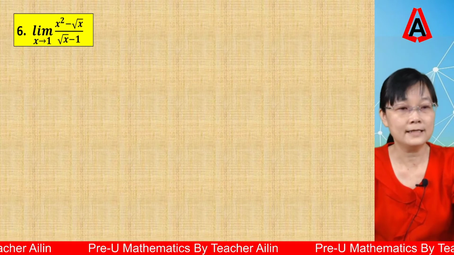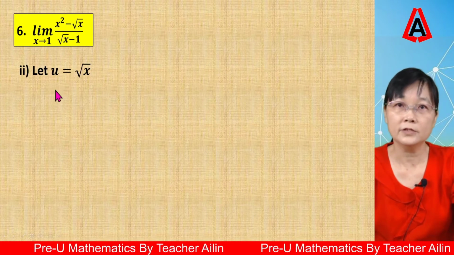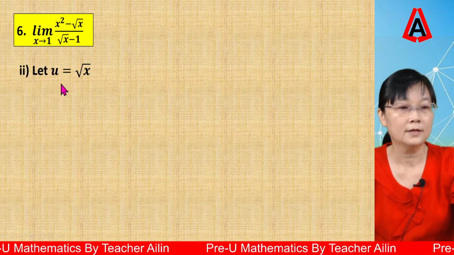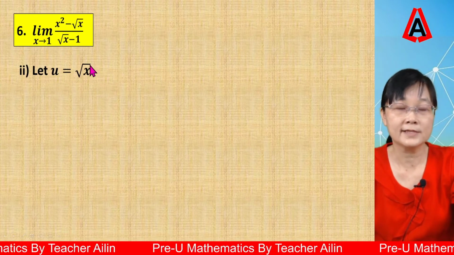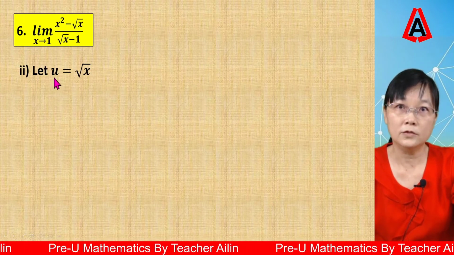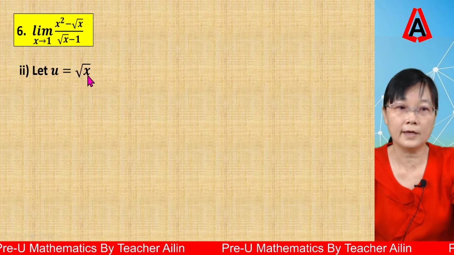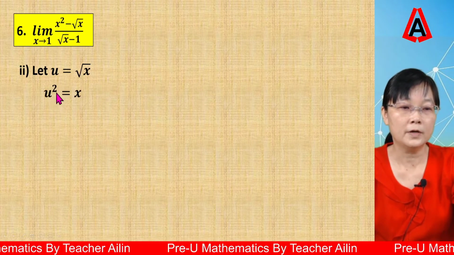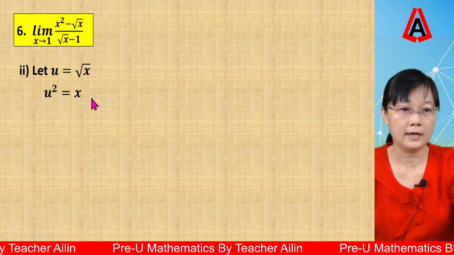Now for the second method, I'm going to use substitution. That is, I try to substitute square root of x with u. So when u is equal to square root of x, u power 2 is equal to x.